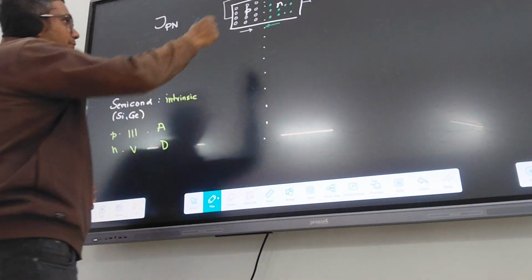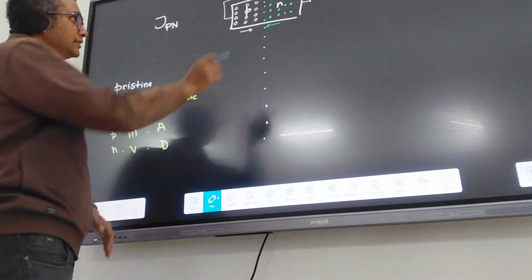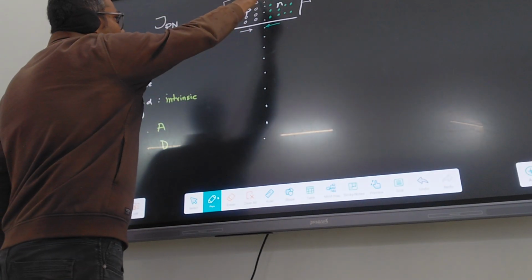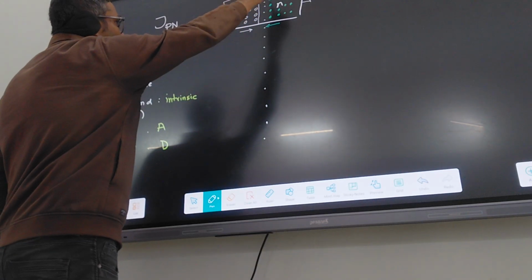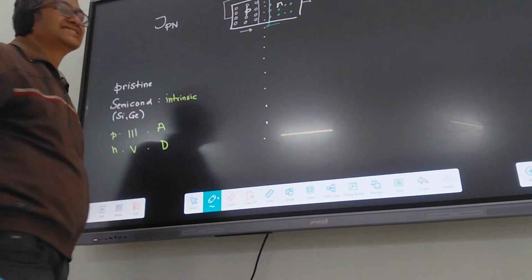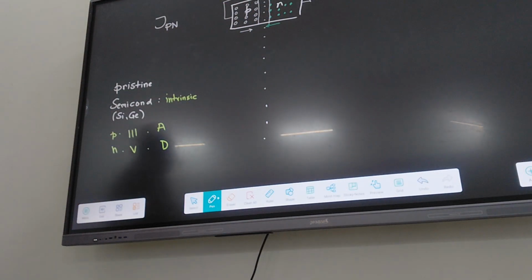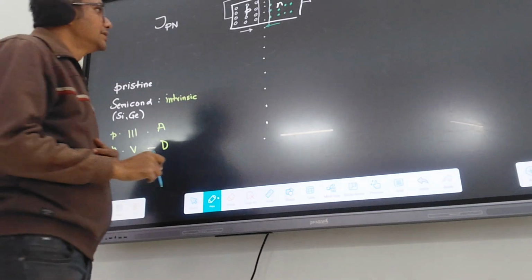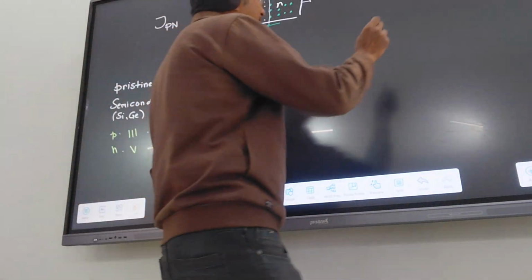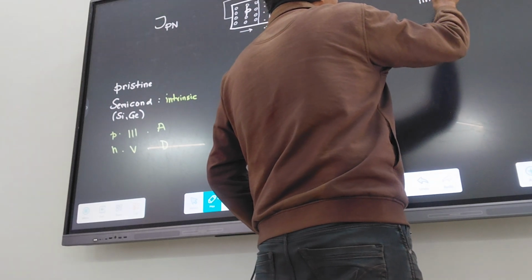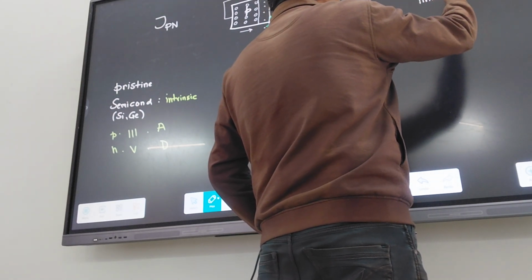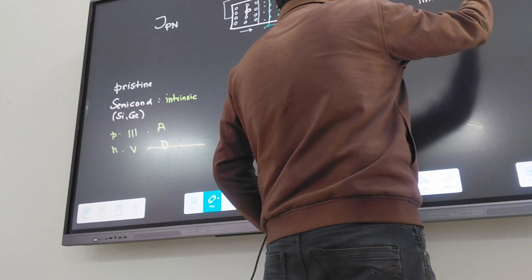करते करते एकदम जब जंक्शन भी आ जाता है तो there is a region where they are not able to cross. Right. So this is the immobile region. There are some immobile charge.